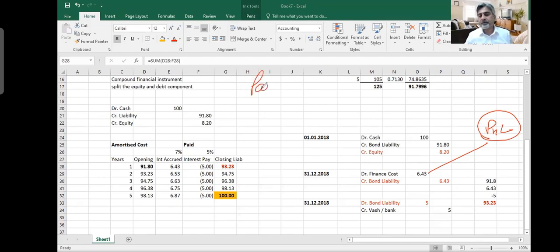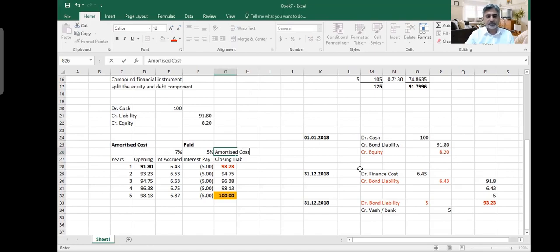Listen, you are making a payment of 5, but you are booking an expense of 6.43. Expense is 6.43, but payment is only 5. And that is why this 1.43 is added up here to make it bigger. Now, you asked me, I actually explained the entire process. And this table is called the amortized cost table.